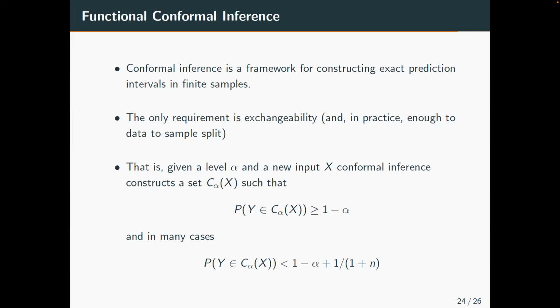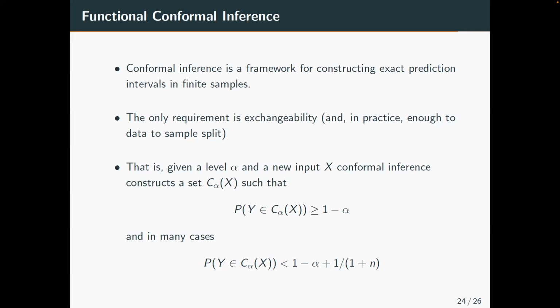And in practice, well, we're going to need enough data to sample split. And it turns out we actually do have enough data to sample split. We only have about 800 observations. You think maybe that's not enough to even train the neural network. It turns out actually that is enough observations to not only train the neural network, but train it on a reduced sample and split off and perform this conformal inference.